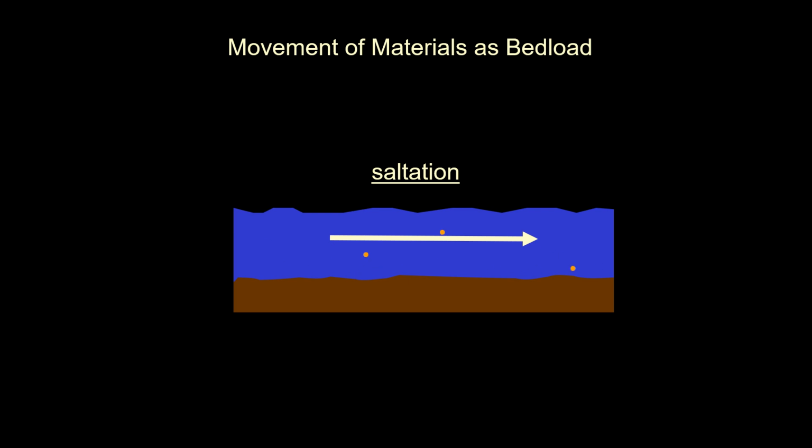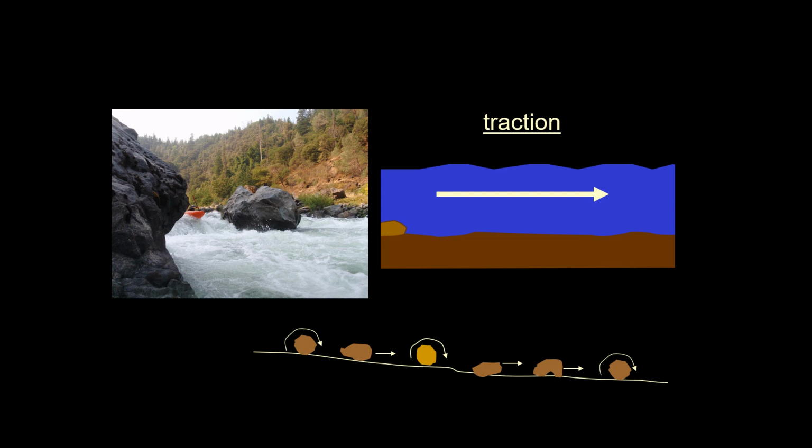So how exactly does material move in bedload? Well, we have a couple of different ways that material moves in bedload. As saltation, where particles the size of small pebbles will bounce along the bottom of the stream bed. They'll be picked up, maybe carried for a meter or so, and then set back down, picked up again, set back down. So they bounce along the bottom. And then in other cases, the bigger chunks may move very slowly through traction.